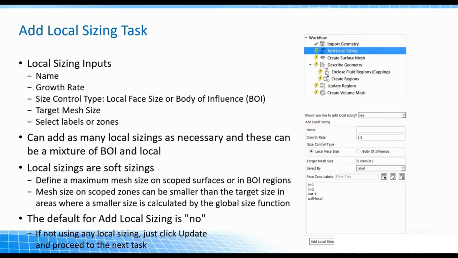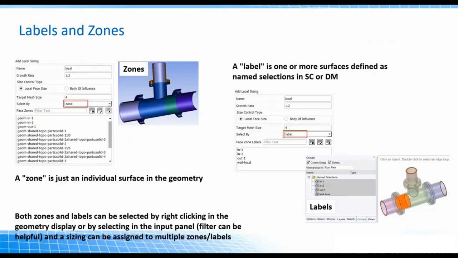The local sizings are all soft sizings. If you're familiar with Workbench meshing, you're able to change the behavior from soft to hard. In Fluent Meshing, unfortunately, there's only soft sizings. You can't make any of these local sizings a hard. And of course, you can also just turn this off and say you don't want to add a local sizing and just use the global sizing if you would like.